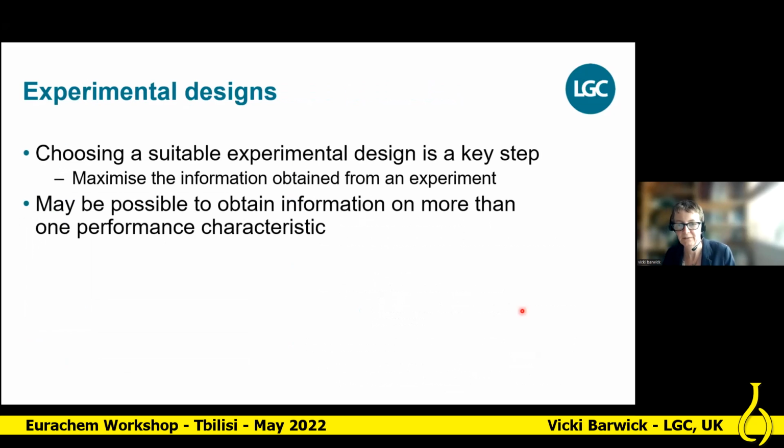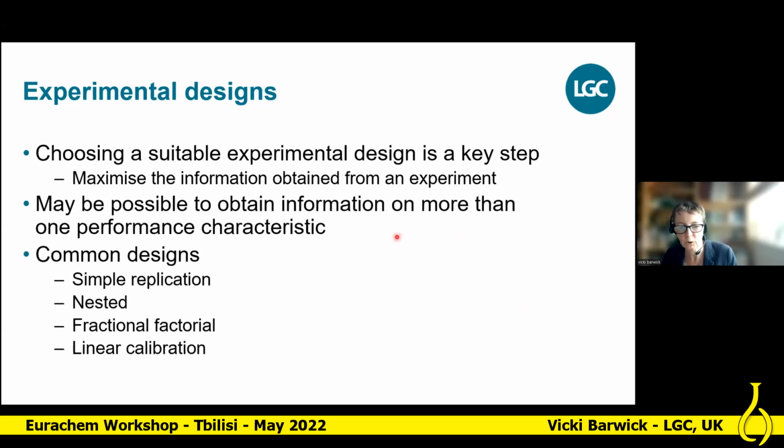So I won't go into detail here, but choosing an experimental design is one of the key steps of a validation plan. We want to maximize the information obtained from an experiment. And if we plan things well, it may be possible to obtain information on more than one performance characteristic from the same set of data. So some common designs we might use are a simple replication, a nested design, fractional factorial designs, and also linear regression or linear calibration.